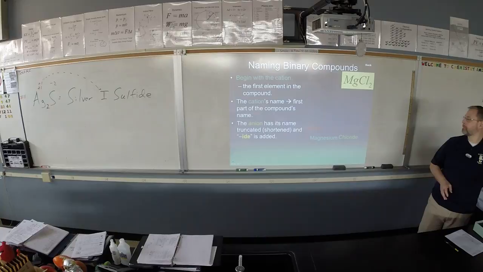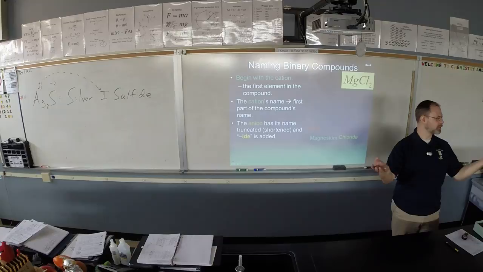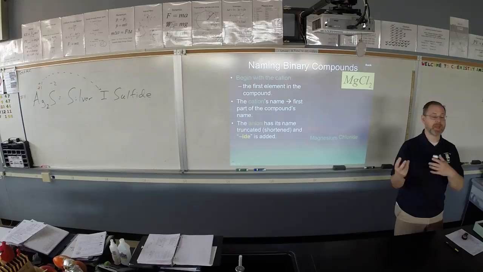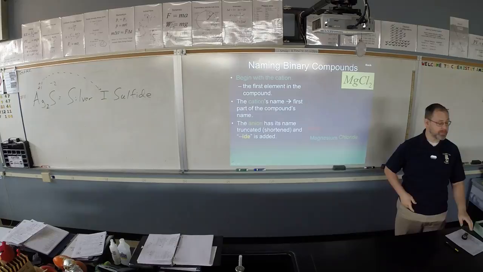So magnesium and chlorine are magnesium metal and chlorine gas. Magnesium all by itself, hey, it's magnesium. And chlorine gas. You put them together, and it's magnesium chloride. It doesn't behave like either of them. It's a compound. So when nonmetals become compounds, their anion changes its name.